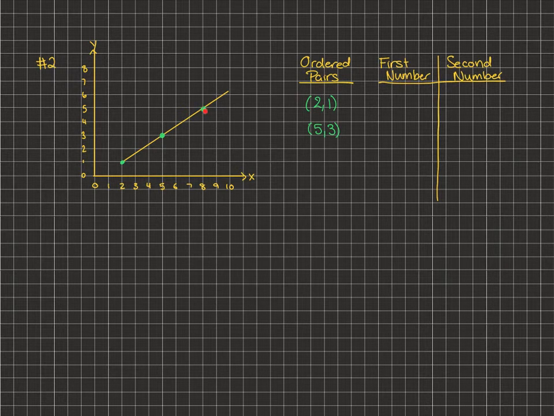Our third point lines up with an x value of 8 and a y value of 5. So we would write 8, 5. And then to fill in our t-table, we just do the first and second numbers in the ordered pair. So 2, 1, 5, 3, 8, 5. So this is the equivalent. We always go x and then y. And our first number will be like our x value, and our second number is like our y value.